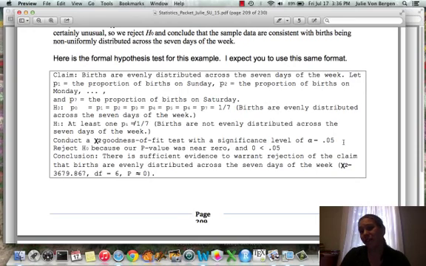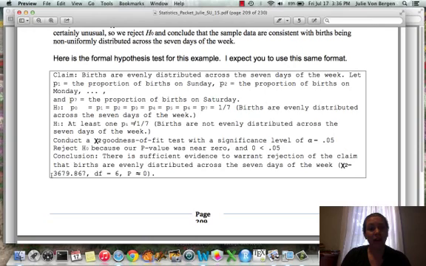We'll use the significance level alpha equals 0.05 since another level is not stated. And then we saw the calculations, our p-value was so small it rounded to 0. So we reject the null hypothesis because our p-value was near 0, and 0 is less than that 5%, 0.05. So the conclusion we can make, since we've rejected our null hypothesis, is that there is sufficient evidence to warrant rejection of the claim that births are evenly distributed across the 7 days of the week.